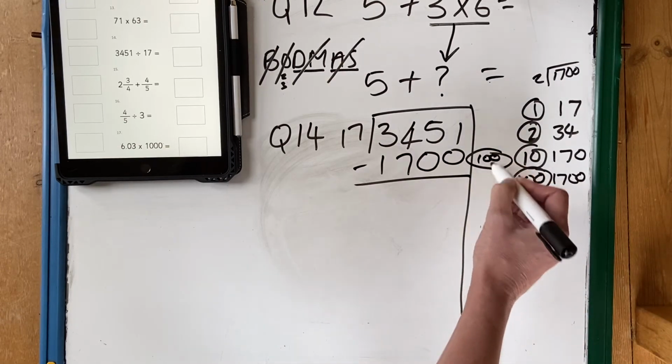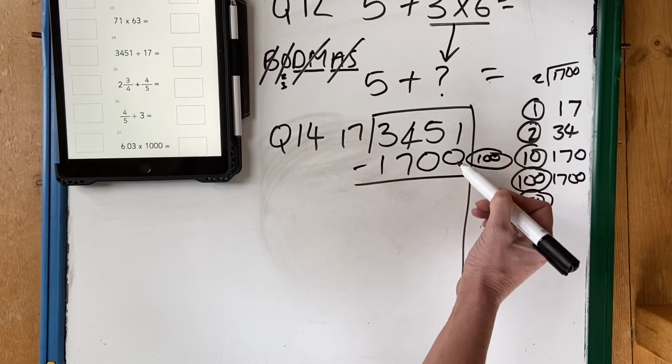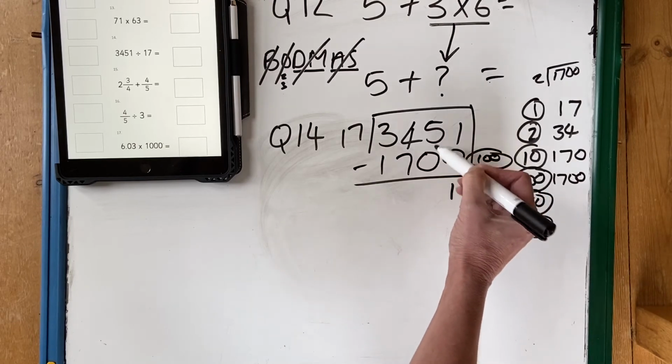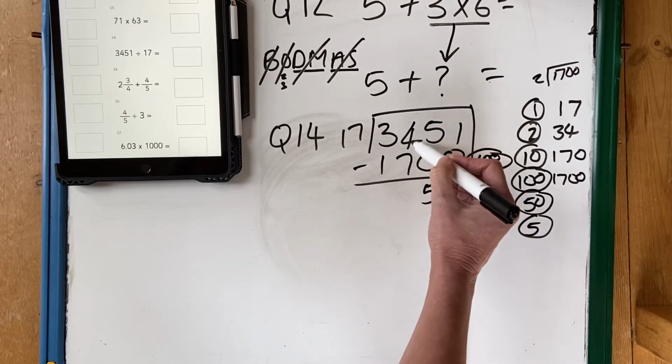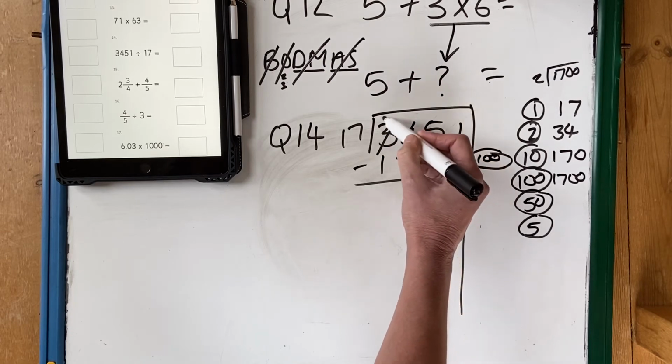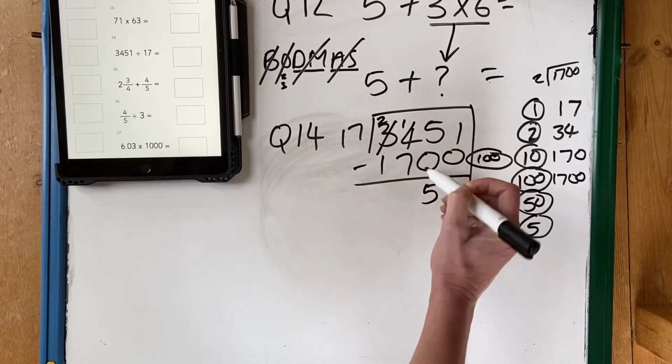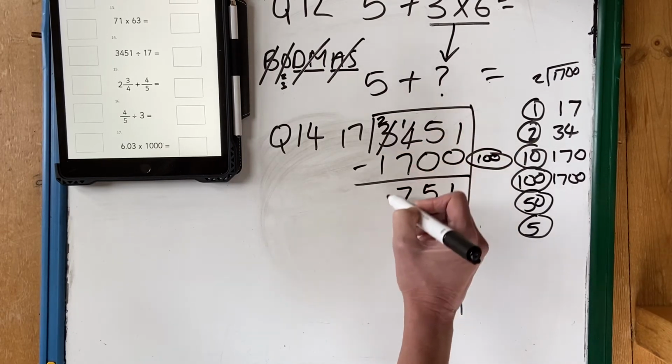Remember to write the number in the column here. So 1 subtract 0 is 1, 5 subtract 0 is 5, 4 subtract 7 you can't do, so exchange. 14 subtract 7 is 7, 2 subtract 1 is 1.